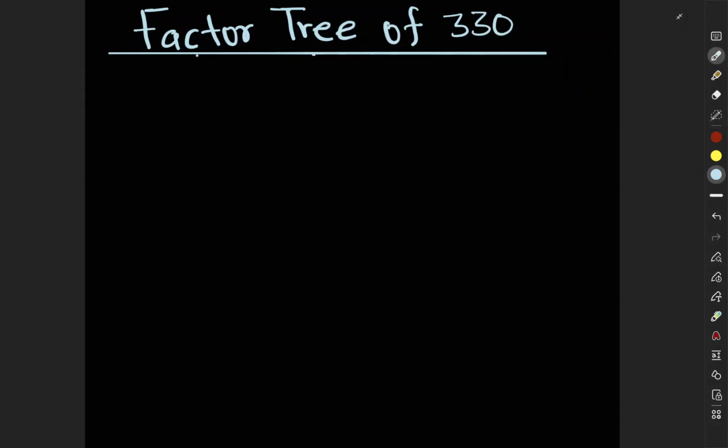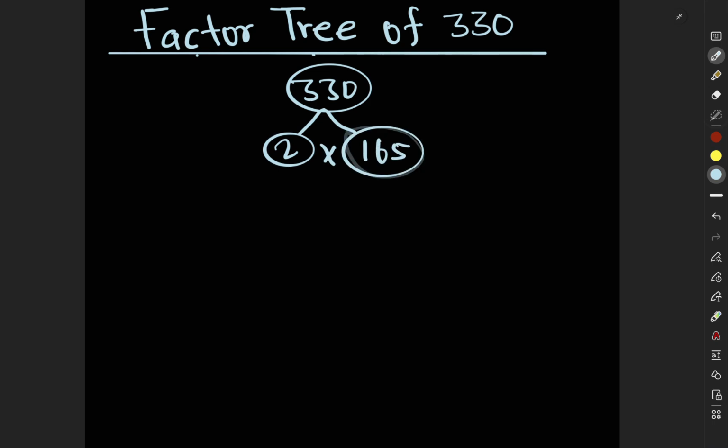Factors of 330. So 330 can be written as 2 times 165. 2 times 165 means 330. So 165 can be written as 3 times 55. 3 times 55 means 165.